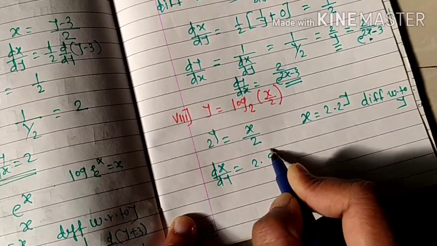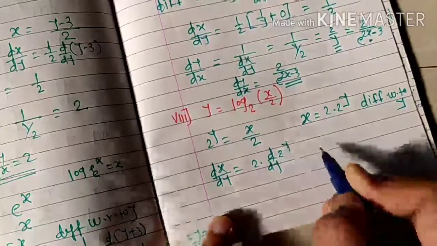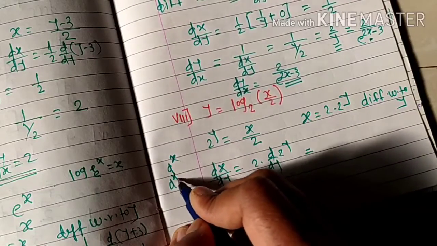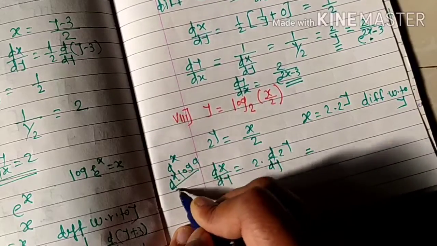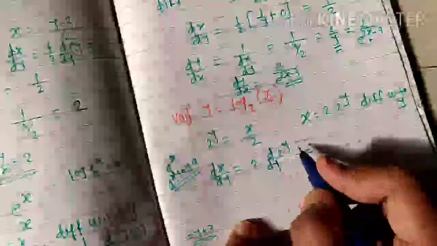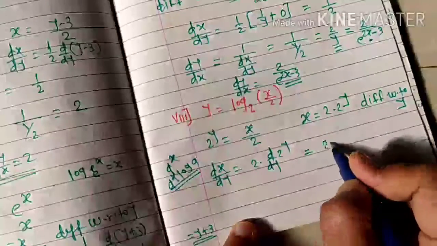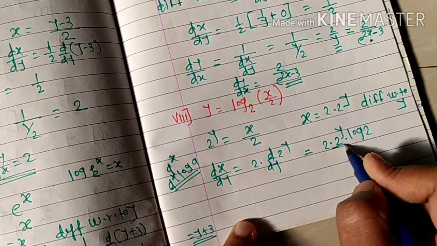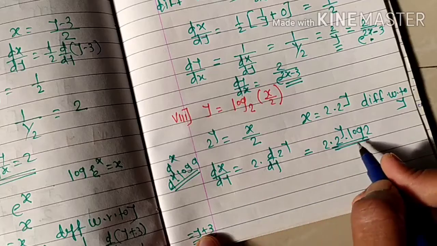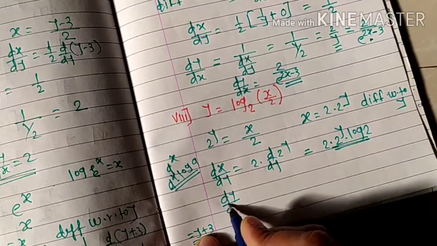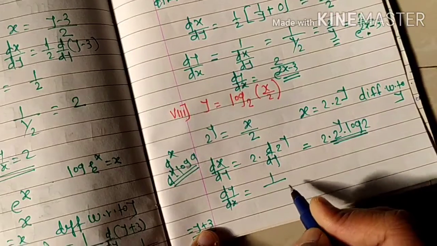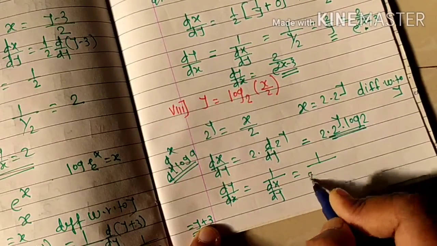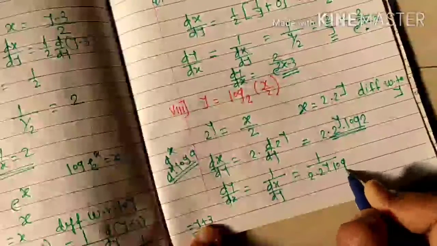Then differentiating with respect to y, dx upon dy: this 2 is a constant, and we need the derivative of 2 raised to y with respect to y. We know that the derivative of a raised to x is a raised to x into log a. Use the same result here for the derivative of 2 raised to y. Means what we get, 2 is a constant, and the derivative of 2 raised to y is 2 raised to y into log 2. Okay, therefore dx upon dy is this one. Then what is dy by dx? Dy by dx is 1 upon dx upon dy. Okay, that is 1 upon 2 into 2 raised to y into log 2.